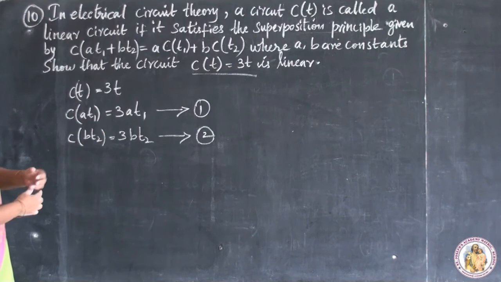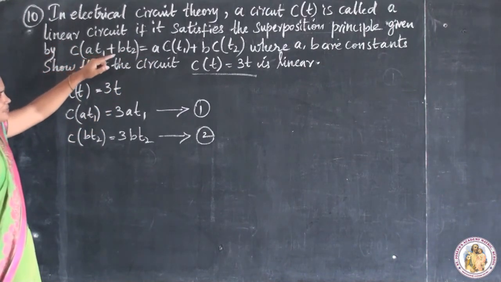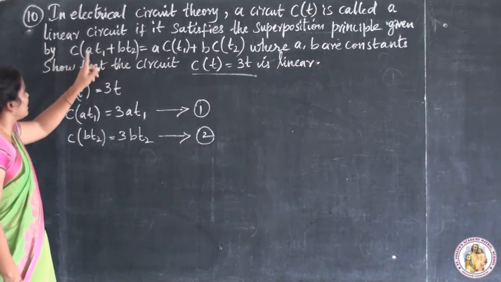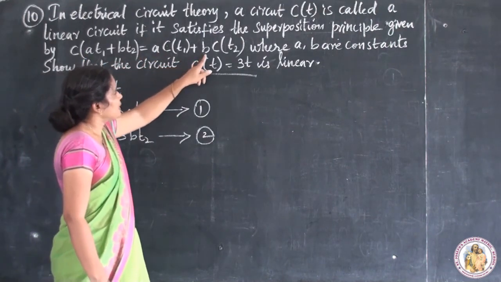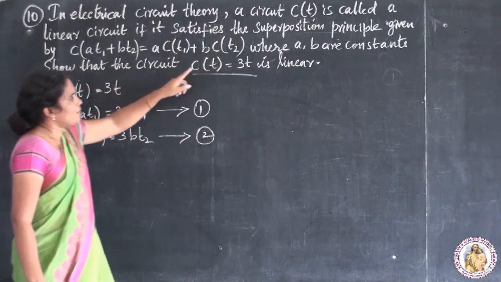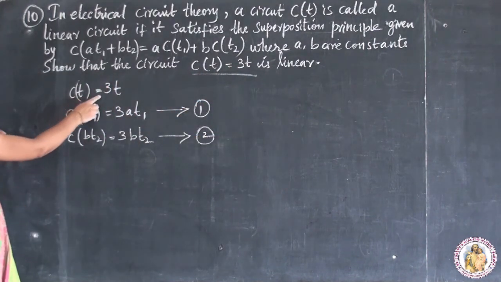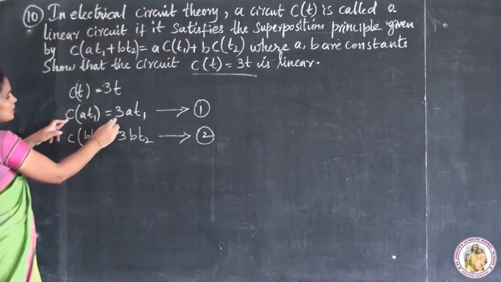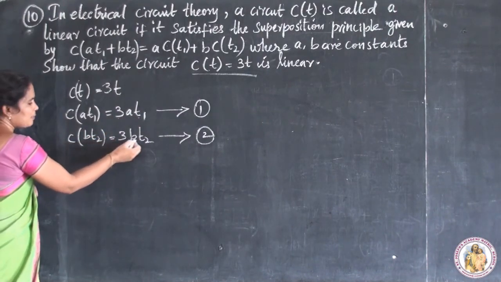Question number 10. In electrical circuit theory, a circuit C of t is called a linear circuit if it satisfies the superposition principle given by C of at1 plus bt2 is equal to aC of t1 plus bC of t2, where a, b are constants. Show that the circuit C of t is equal to 3t is linear. Here C of t is equal to 3t. Okay, and C of at1 is equal to 3at1 and C of bt2 is equal to 3bt2.